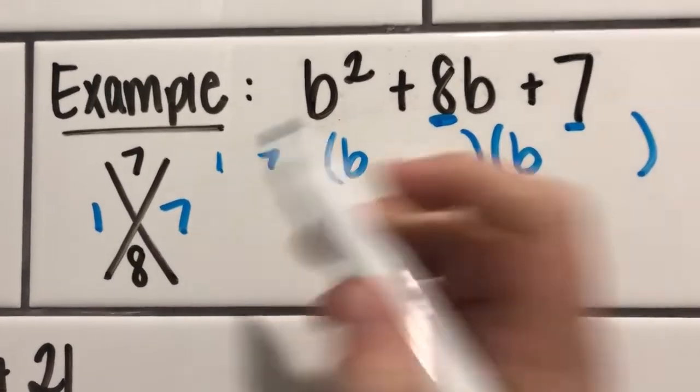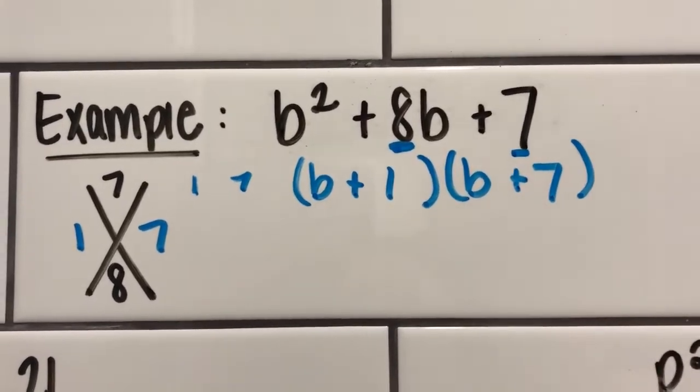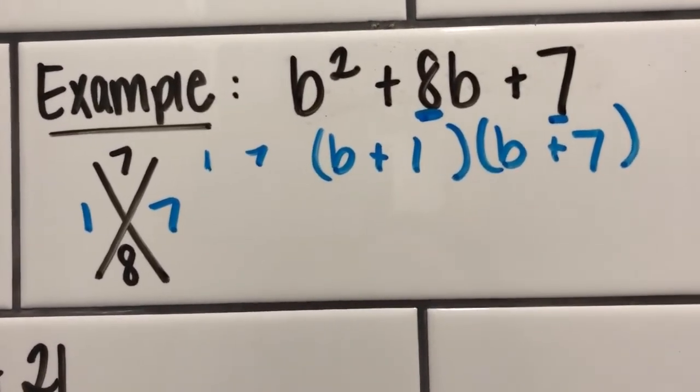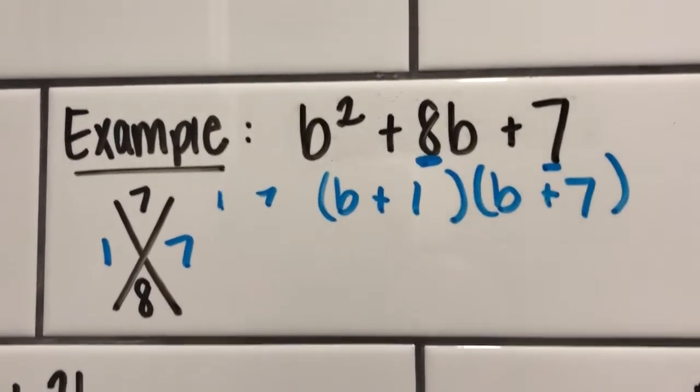I have a positive 1 and a positive 7. And you have factored that trinomial. You are done. Step 4, I'm your math teacher, so I have to tell you to check it, although you all tell me that you don't.